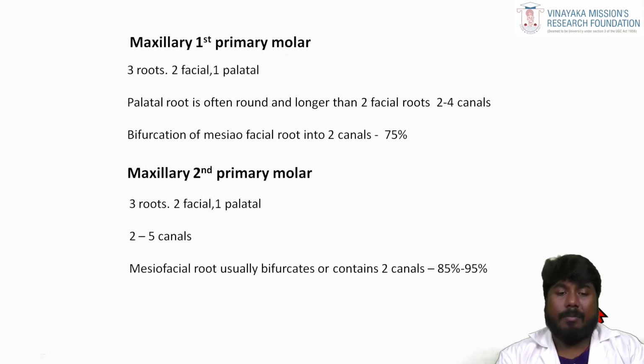In the maxillary first primary molar, 3 roots will be there, 2 facial and 1 palatal. The palatal root is often round and longer than the 2 facial roots. 2 to 4 canals are there. Bifurcation of the mesiofacial root into 2 canals occurs in 75% of cases. Maxillary second primary molar: 3 roots, 2 facial, 1 palatal, 2 to 5 canals. The mesiofacial root usually bifurcates or contains 2 canals in 85 to 95% of cases.